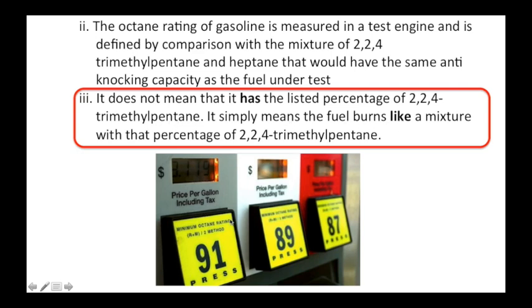Anyway, octane 91, octane 89, octane 87. This is the one I use. I got an old car, I don't really care. Okay, so that's it for that lesson.